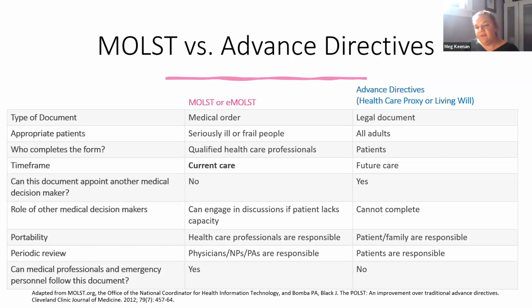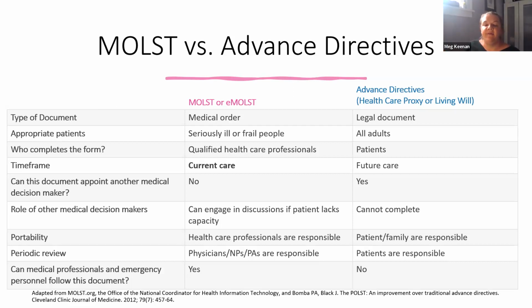So MOLST is not an advanced directive, but it complements your healthcare proxy form. If something were to happen to you, and you're nearing the end of life, and you lose capacity, your healthcare agent could actually complete your MOLST for you. So MOLST is not a substitute for an advanced directive, even if you're at the end of life. Everyone needs a healthcare proxy as a base, and then towards the end of life, if you'd like one, you can have a MOLST form.